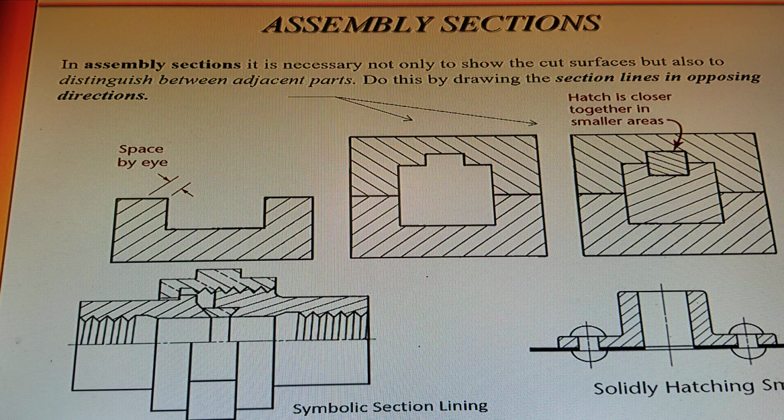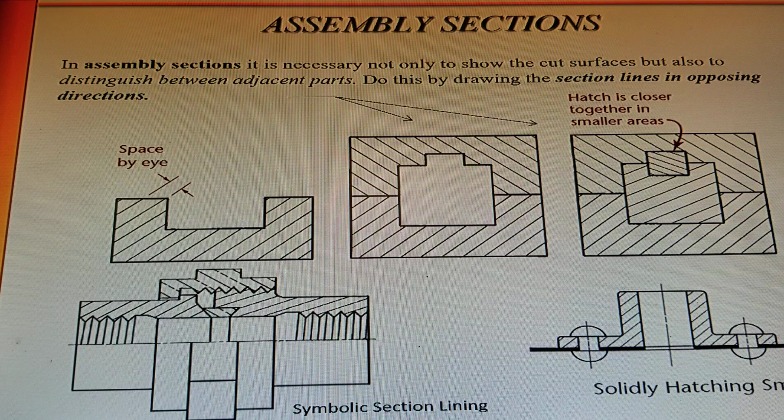And on the upper right, you have a drawing of 4 parts sectioned, and you notice they're all in opposite directions and they're drawn at different angles. Then in the lower right hand corner, you have a solid hatching of small parts. That heavy black line at the bottom is probably a gasket of some sort, and then you look like you have a couple of rivets there holding it together.